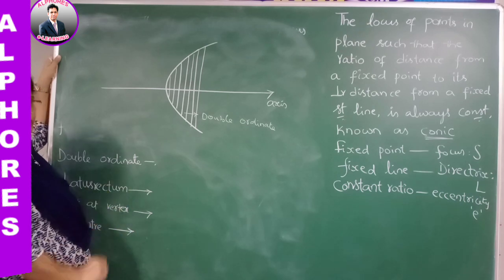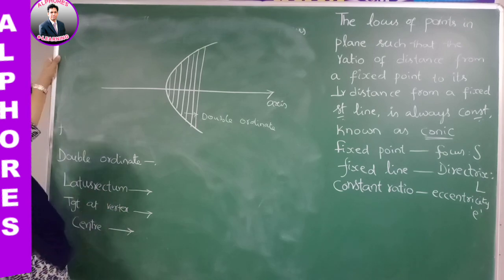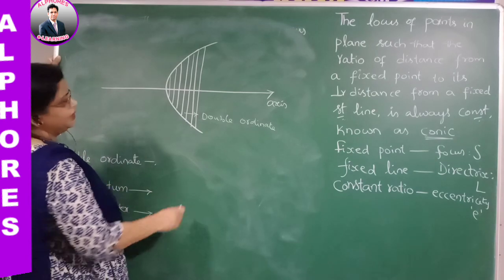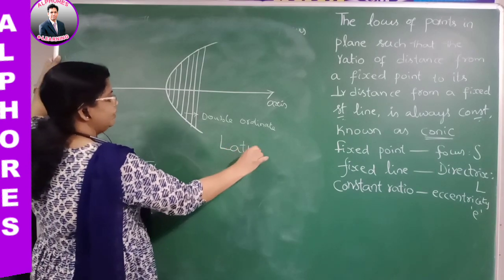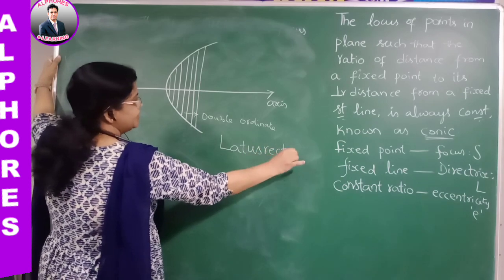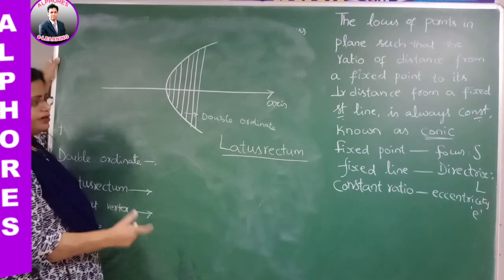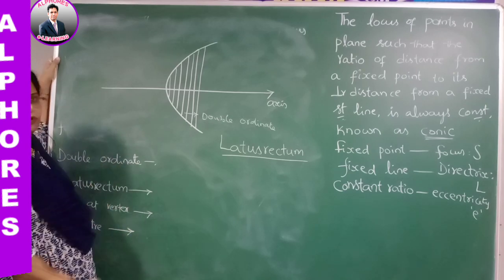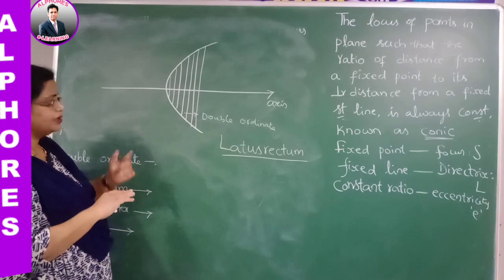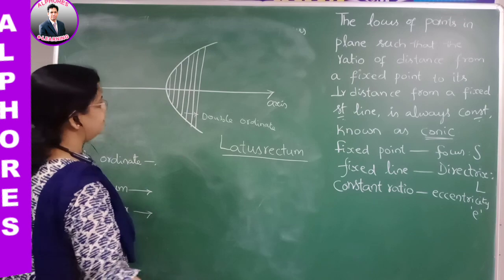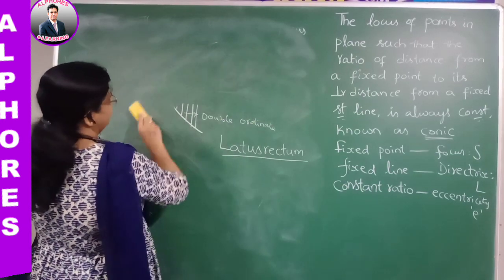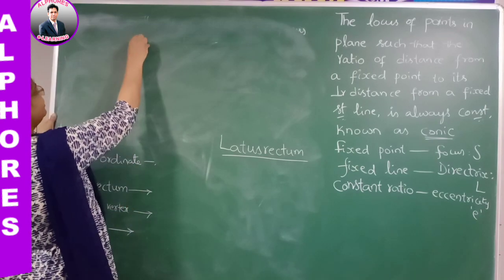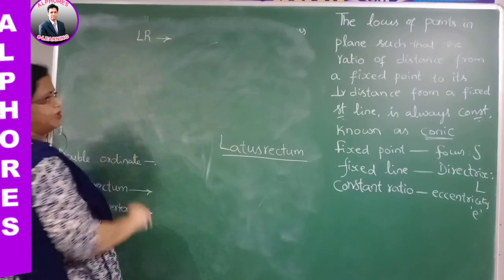After the double ordinate, students, the new name is latus rectum. A very important concept. Latus rectum is the combination of two definitions we have just observed: focal chord and double ordinate. If you combine these two definitions, you get the latus rectum. That means the latus rectum is a chord which is passing through the focus as well as perpendicular to the axis of the conic.